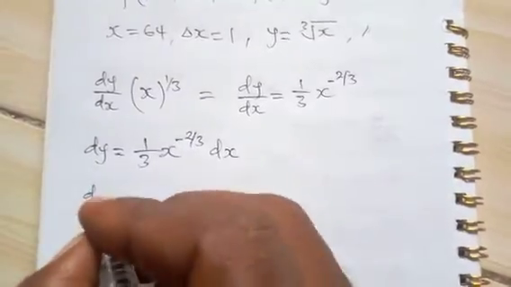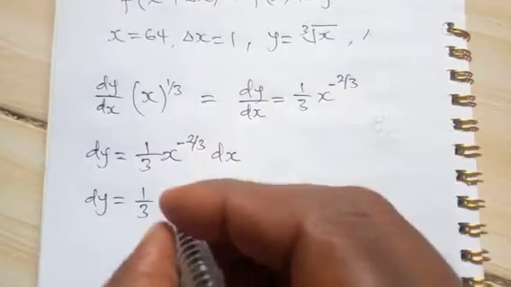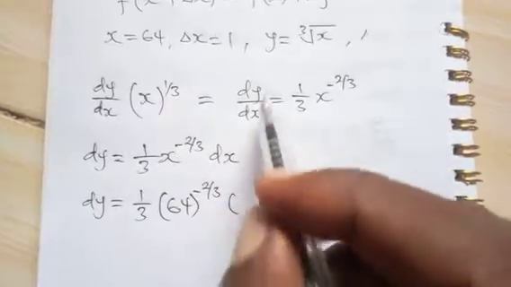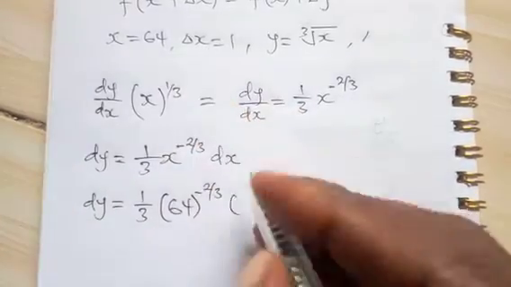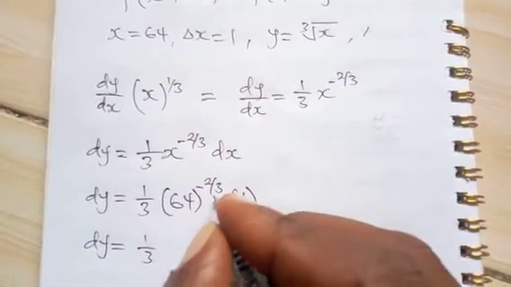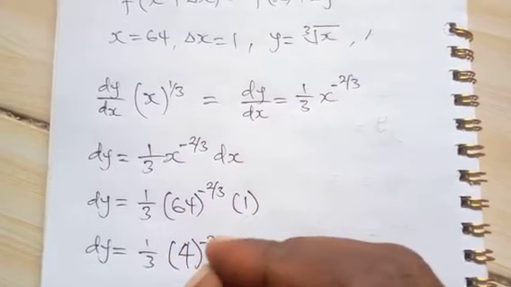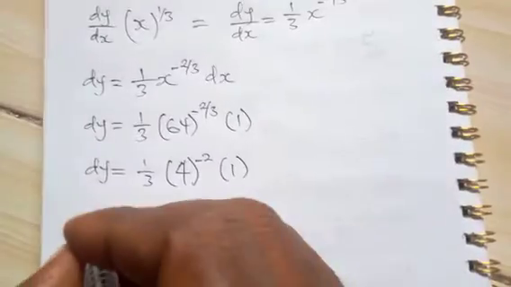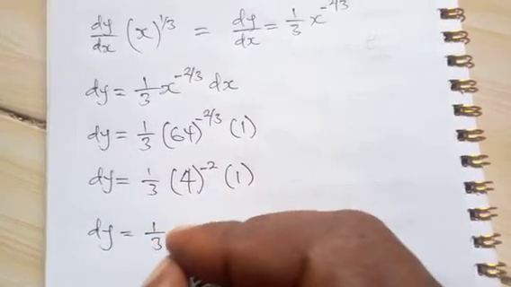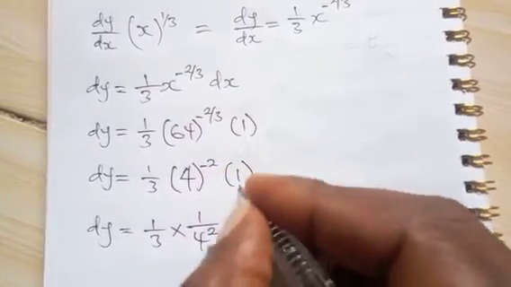So if we cross multiply, we have dy equal to 1 over 3 x raised to power minus 2 over 3 times dx. Now if we fix the values, dy is equal to 1 over 3 times 64 raised to power minus 2 over 3, and our dx is actually delta x, so times 1. What this means is that dy is equal to 1 over 3. The cube root of 64 is 4, so we have times 4 raised to power minus 2 times 1. Therefore, we can rewrite this as 1 over 3 times 1 over 4 squared, by laws of indices, times 1.